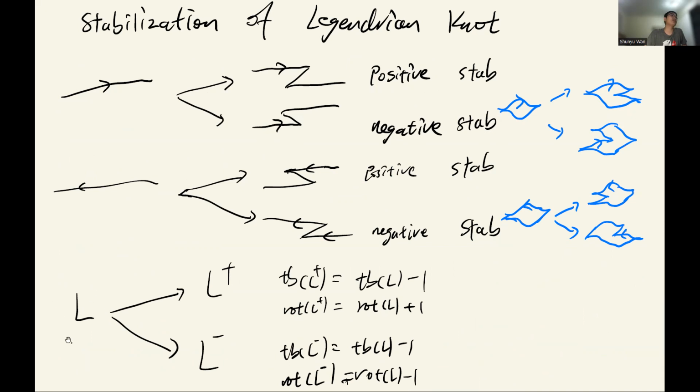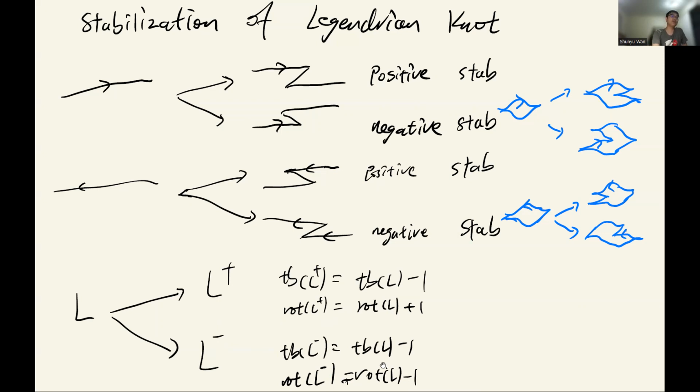So in general, if you do a positive stabilization on a knot, the TB of the result is 1 less than the original one, and the rotation is 1 bigger than the original one. However, if you do a negative stabilization, the TB is still 1 less, but the rotation is also 1 less.